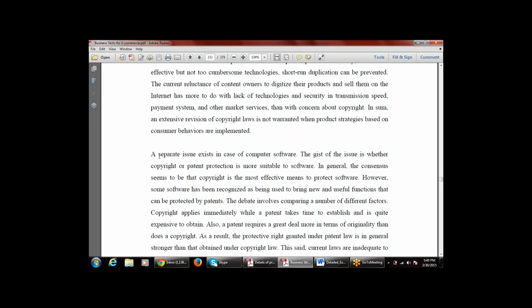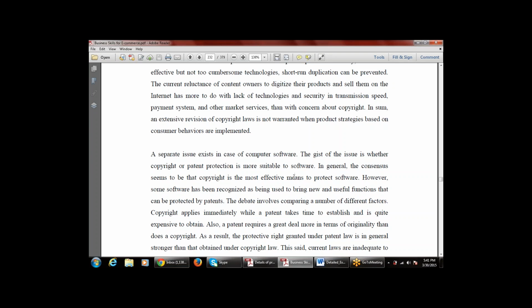Then the next case is a separate issue that exists in the case of computer software. That is the next business strategy applicable for digital protection. The gist of the issue is whether copyright or patent protection is more suitable to software. So what is the main question? Whether copyright is suitable for computer software, or patent protection.